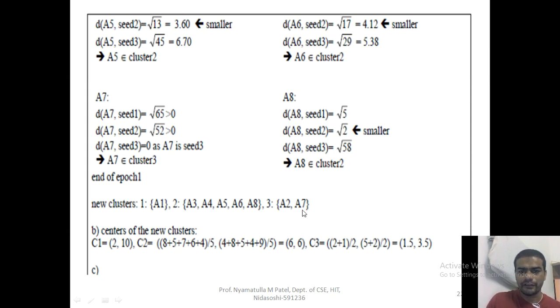C3 is having only 2, A2 and A7. 2 and 5 belongs to A2 and 1 and 2 belongs to A7. 2 plus 1 divided by 2. Why divided by 2? Because only 2 points. 5 plus 2 divided by 2, that is 1.5 and 3.5. These are the new clusters.